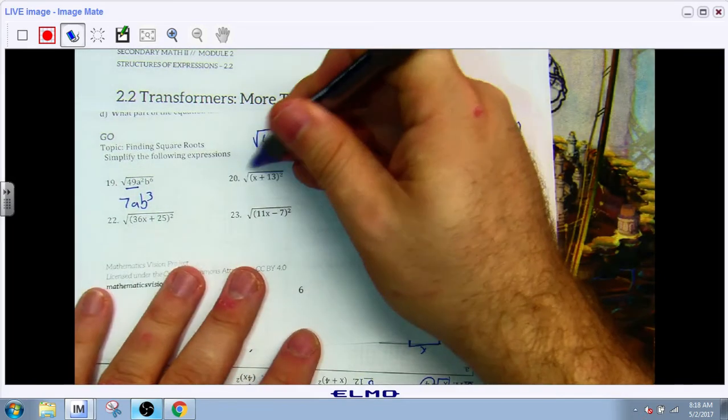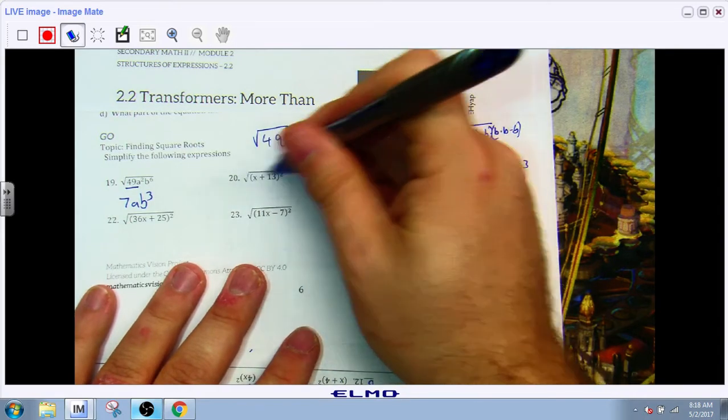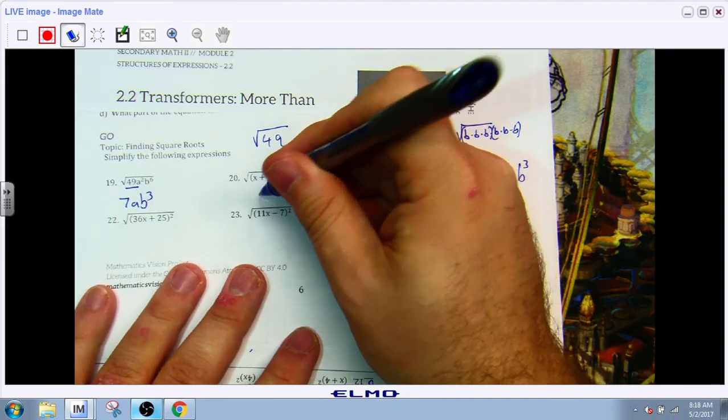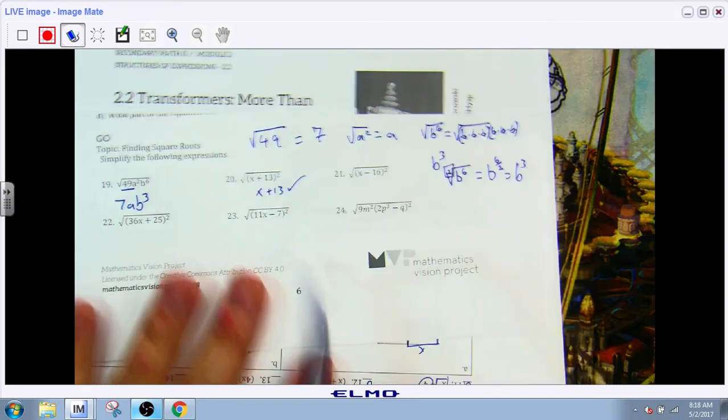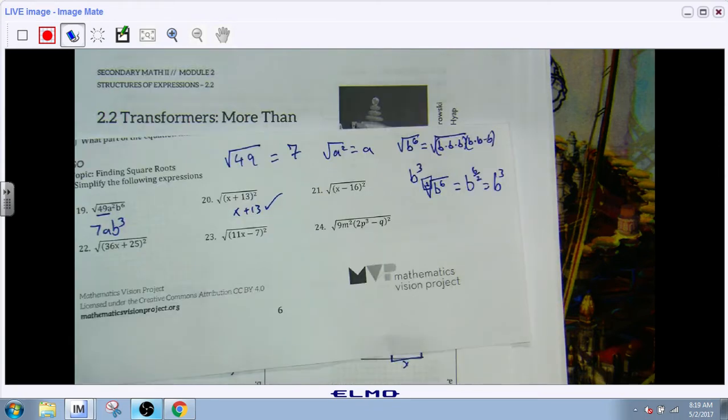When I look at something like this here, x plus 13 squared, if I were to undo that squaring, I would just have x plus 13. Done. That one's pretty neat. That one's pretty easy. It's kind of fun. Okay. So with all of that being said, let's go ahead and go to 2.2.